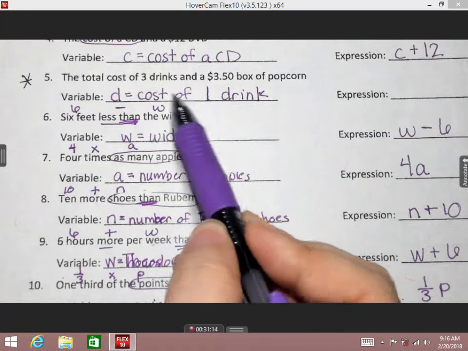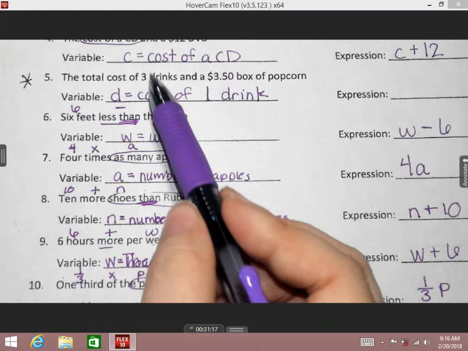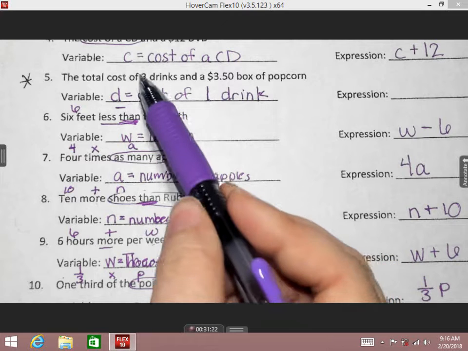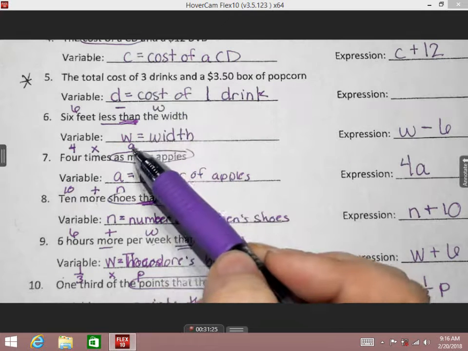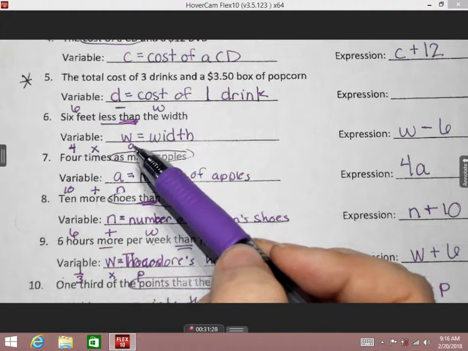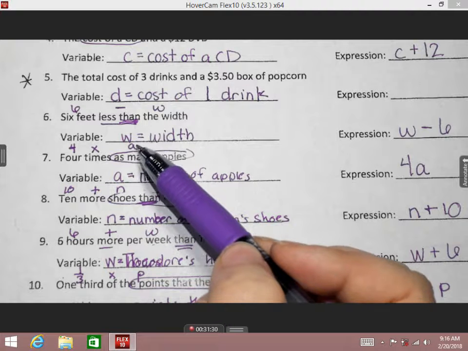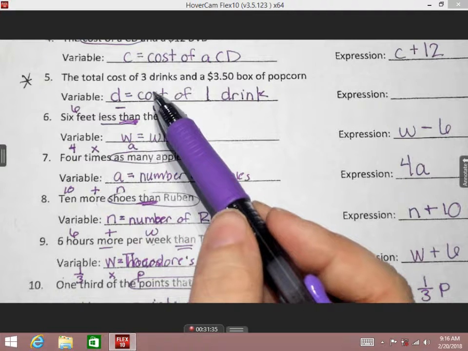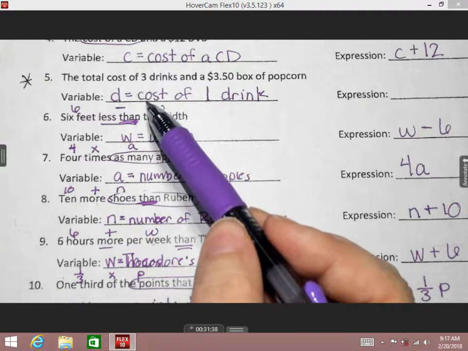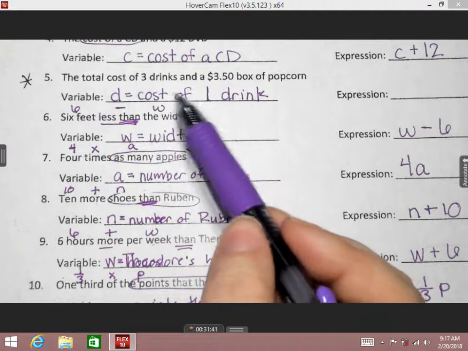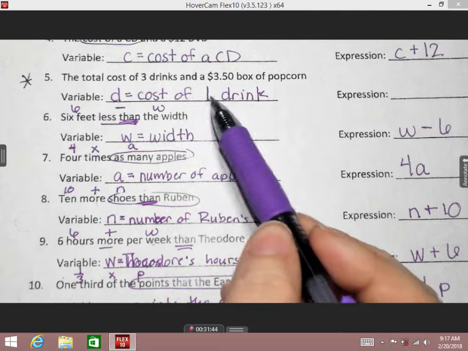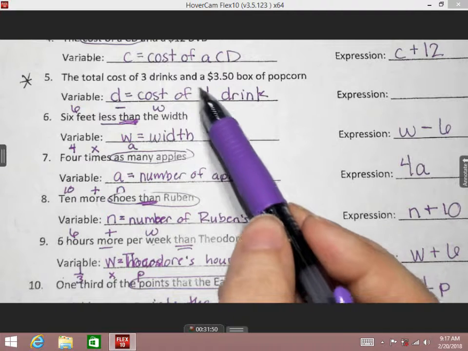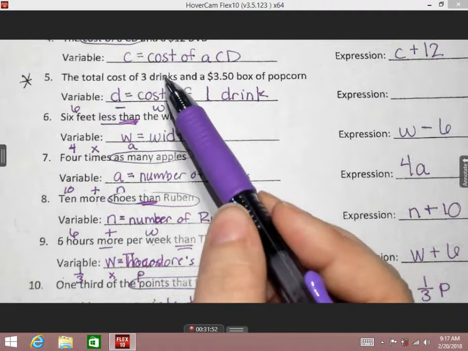Now, how would that help me? If I know there are 3 of them, what could I do to find the cost? If I know the price of 1 drink is D, and I know there are 3 of them, what can I do with those? This is the price of 1 drink. Why would I split the price of 1 drink up? Dividing splits it up. I don't want to split up the cost. What do I want to do, Blake? Multiply times 3. I want to multiply it because I want it to repeat for all 3.